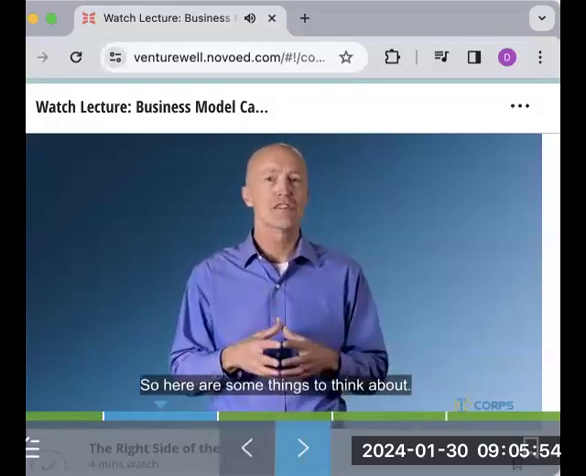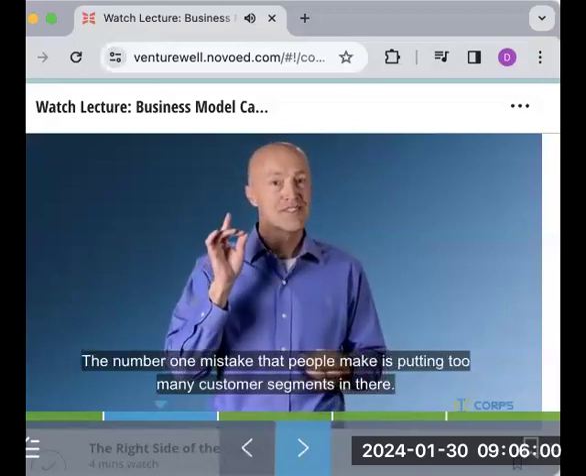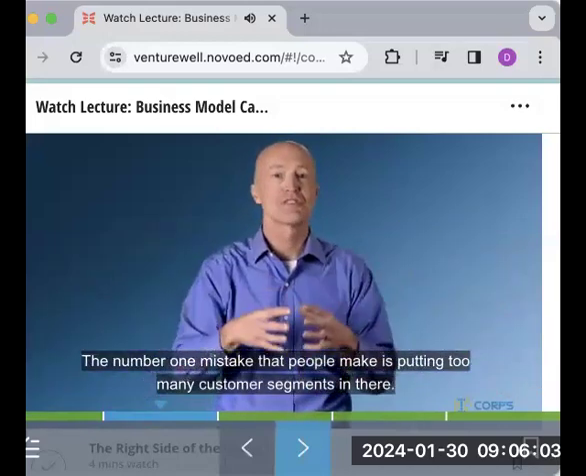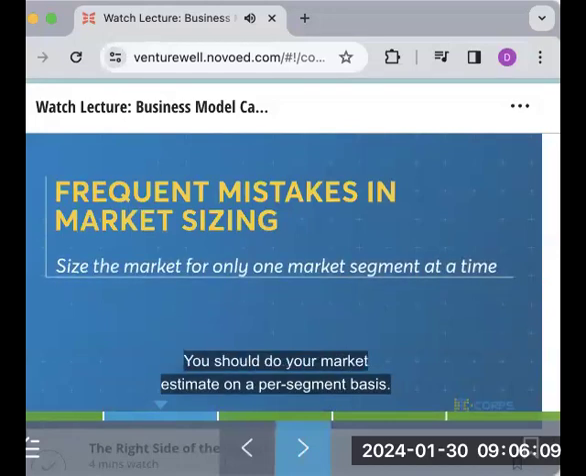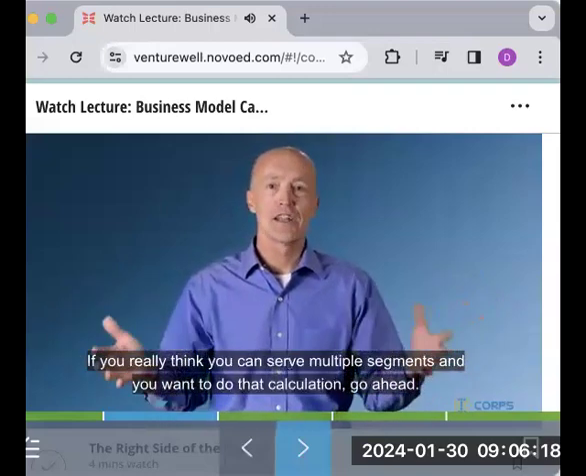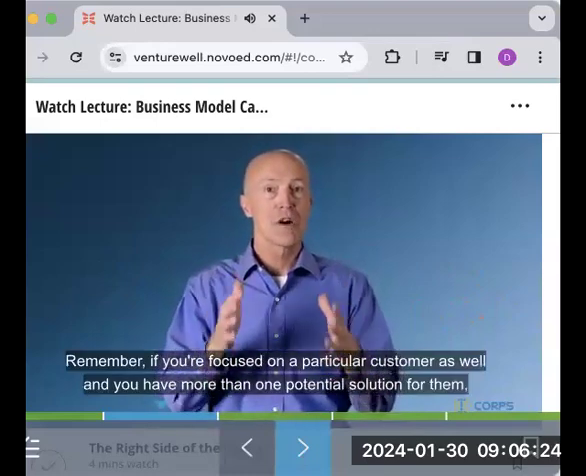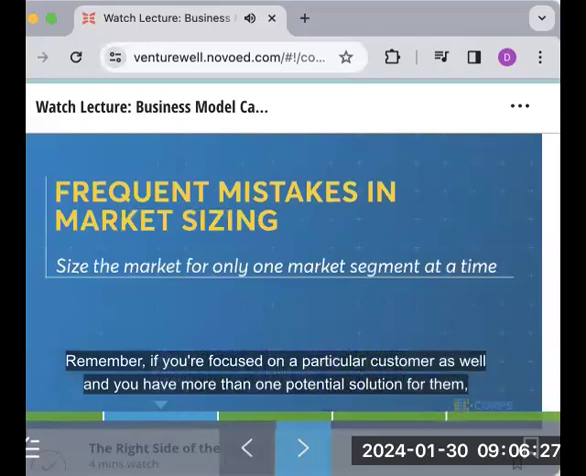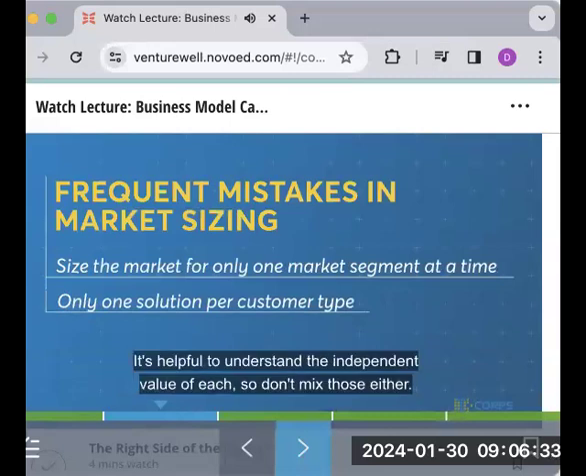So here are some things to think about, some typical mistakes that people make when they do these types of estimates. The number one mistake that people make is putting too many customer segments in there. So what is too many? Two is too many. You should do your market estimate on a per segment basis. If you really think you can serve multiple segments and you want to do that calculation, go ahead. Just don't mix them. Remember, if you're focused on a particular customer, and you have more than one potential solution for them, keep those separate and distinct as well. It's helpful to understand the independent value of each, so don't mix those either.